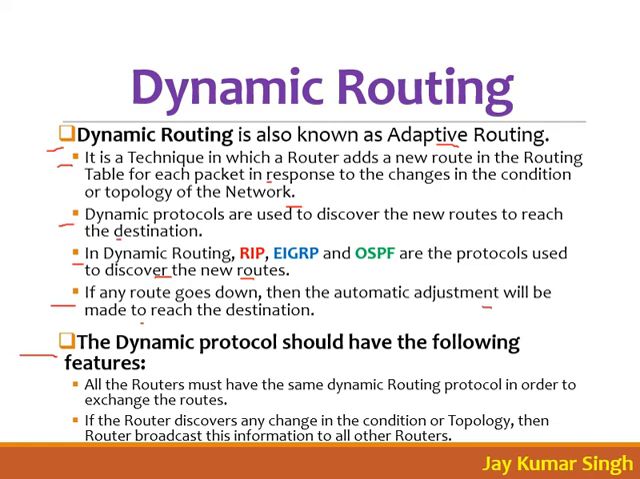The dynamic routing protocol should have the following features. All the routers must have the same dynamic routing protocol running in order to exchange the routes. If I'm running RIP, you are also running RIP, then we can exchange. It's not that you are running EIGRP and I'm running RIP and we can exchange. No. If the router discovers any change in the network topology, automatically they broadcast or multicast that information to all the routers, and they change the routing table according to the network topology change.